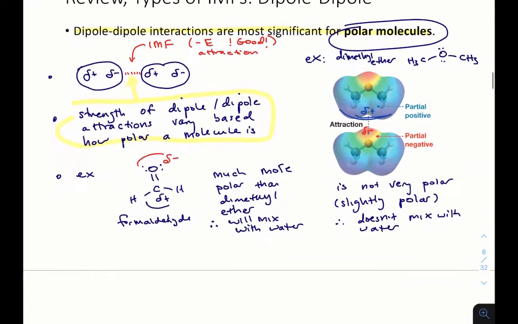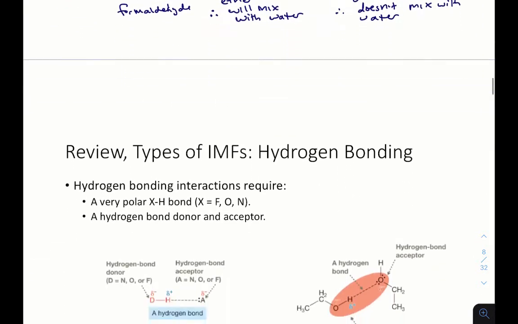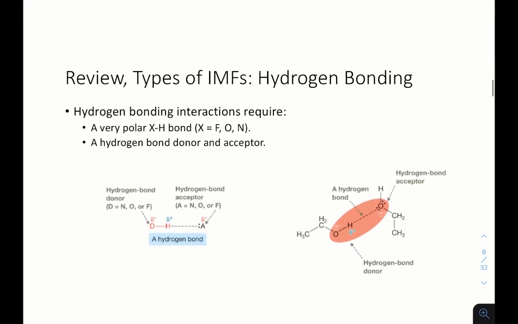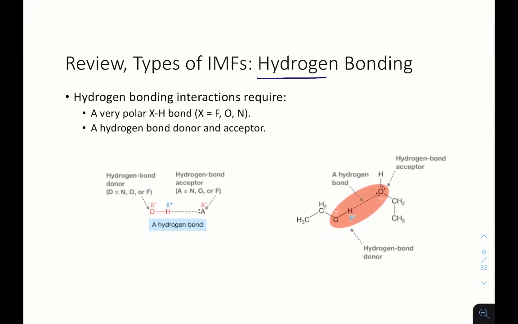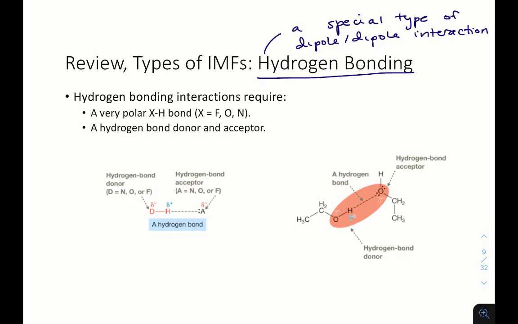Let's look at a special type of dipole-dipole interaction, even stronger than the one that I mentioned between molecules of formaldehyde, and that is the hydrogen bond. A hydrogen bonding interaction is simply a special type of dipole-dipole force. And by special, it just means that it's particularly strong. Hydrogen bonding interactions require very polar X-H bonds, where X equals fluorine, oxygen, or nitrogen. Hydrogen bonding interactions also require a hydrogen bond donor and acceptor.